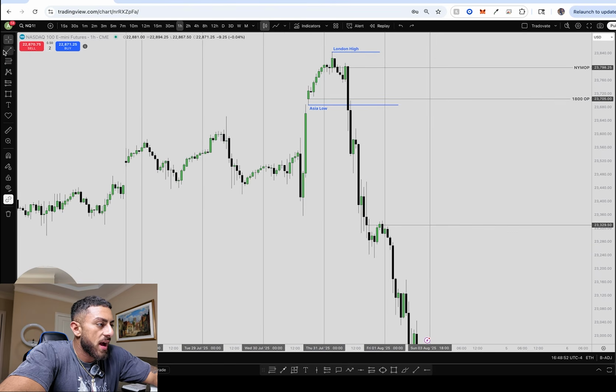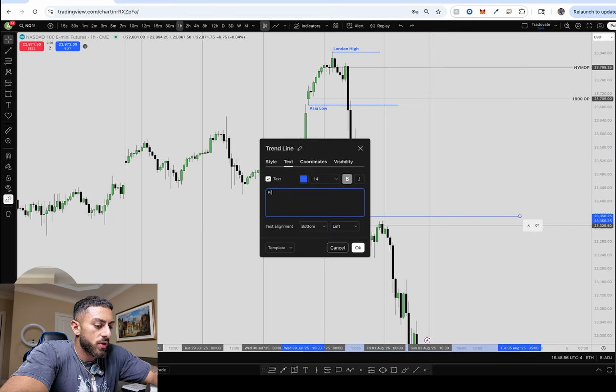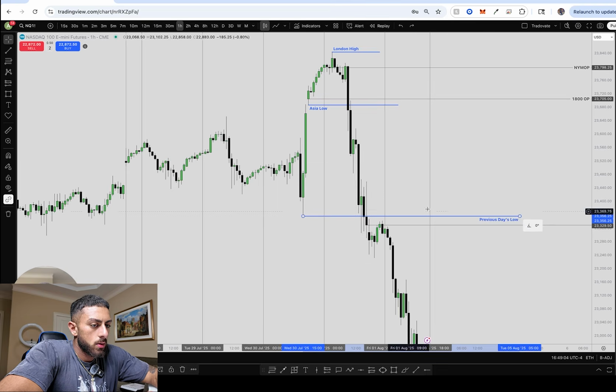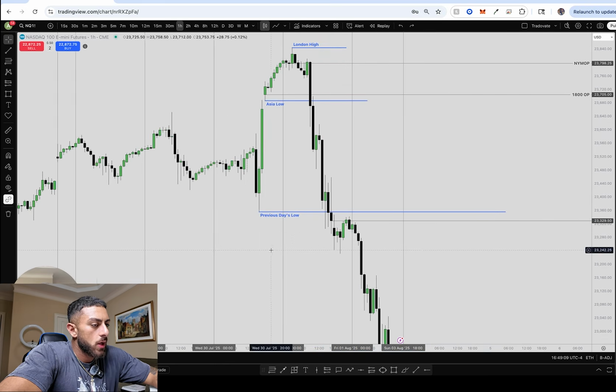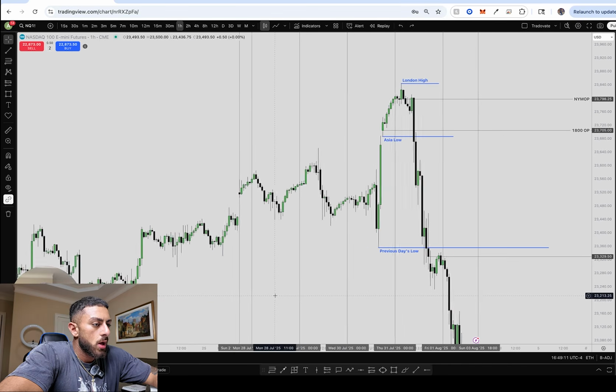And then what else do we have? This is our previous day's low right here. We're gonna make this extend to the left. Previous day's low right here. So now we've marked out a few things, okay?